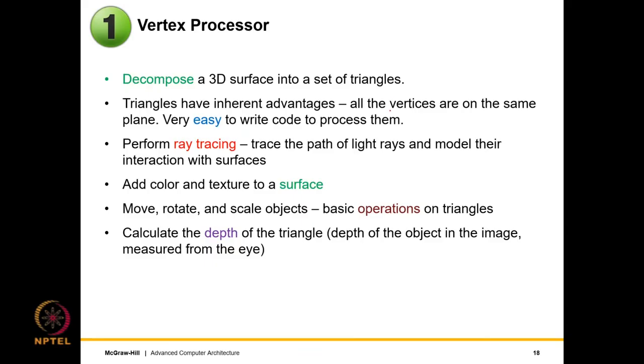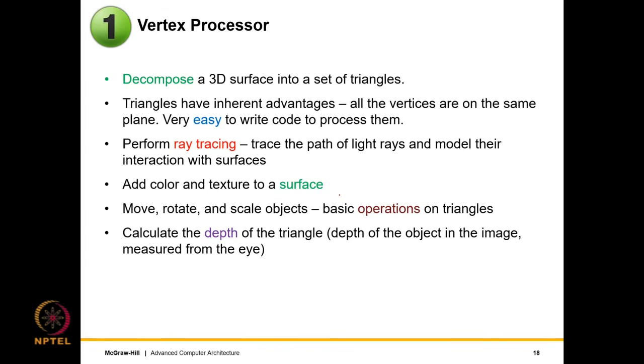The most important being that all the vertices are on the same plane. So it's very easy to specify the plane of a triangle and its normal vector. We can then compute effects such as reflection very easily. And also there is a lot of literature on processing triangles, and most triangle operations ultimately degenerate into matrix operations. We can perform ray tracing, which is to trace the path of light rays and see how they interact with surfaces. That will give you effects of illumination and reflection.